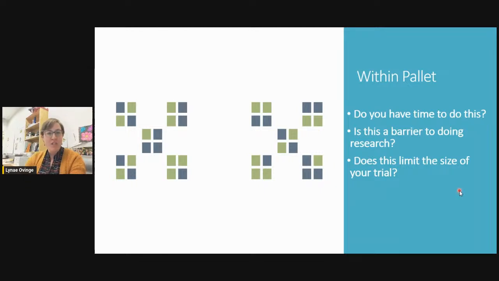Yeah, so my main question is, I've got nothing against beekeepers that use this design, and if you are, stay ahead. But I think that there's a lot of commercial beekeepers that this amount of tinkering just is not going to work within how they do things. And so, do you have time to do this? To be labeling hives, to be recording data like that? Is a design like this a barrier to you doing research? Does this limit the size of your trial? So when I do a trial like this, I can only run about 120 hives before it gets a bit out of control for me.